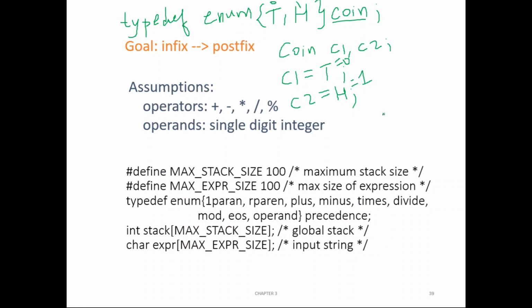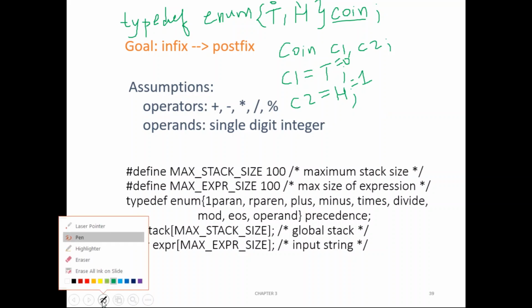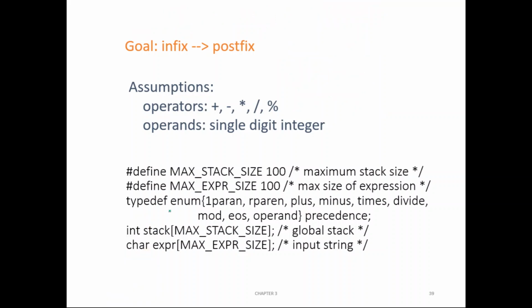When you assign day1 is equal to Saturday, what value will it take? 0, 1, 2, 3, 4, 5. It will take the value 5. Right? So that is what an enumerated data type is. So here also we are going to use an enumerated data type.